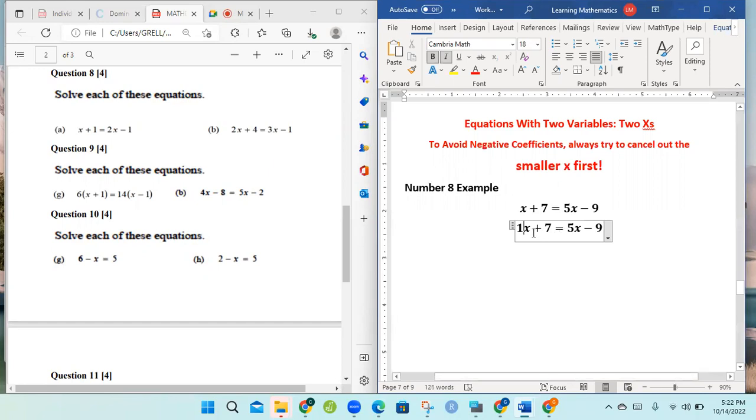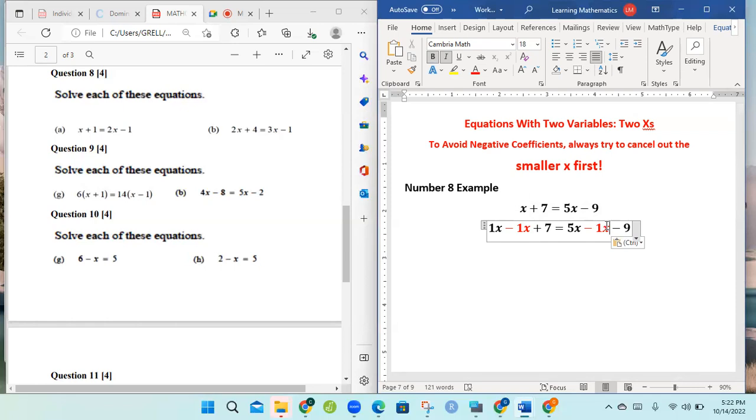So we begin by cancelling out the 1x, a positive 1x. To cancel the positive 1x, we subtract 1x. 1x is smaller than 5x, and this will allow for the avoiding of negative coefficients. So you see 5 minus 1 is 4. If we were to cancel out the 5, we would have 1 minus 5 is negative 4, and then we have to deal with the negative sign.